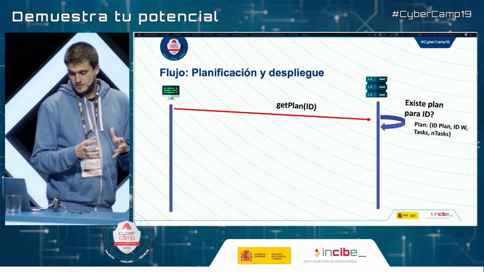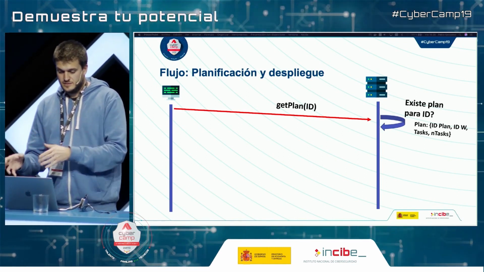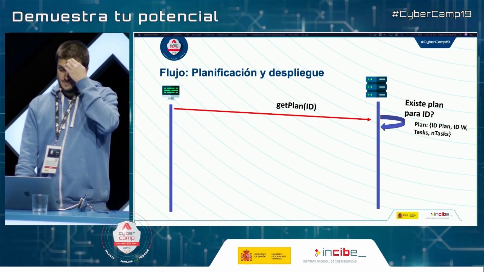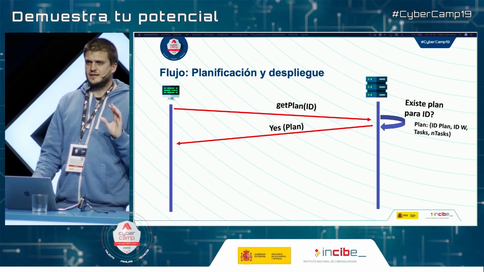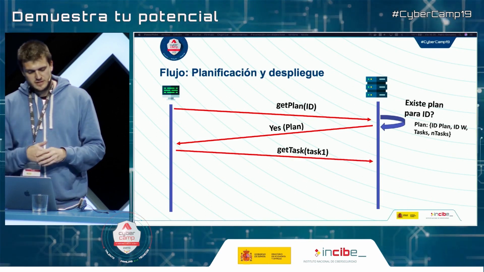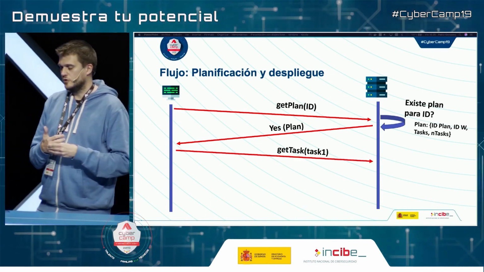So it creates a JSON with an agent ID, a list of tasks, and a number of tasks. So the agent says, yes, now I know what I have to execute with the plan. So it says, give me task 1.